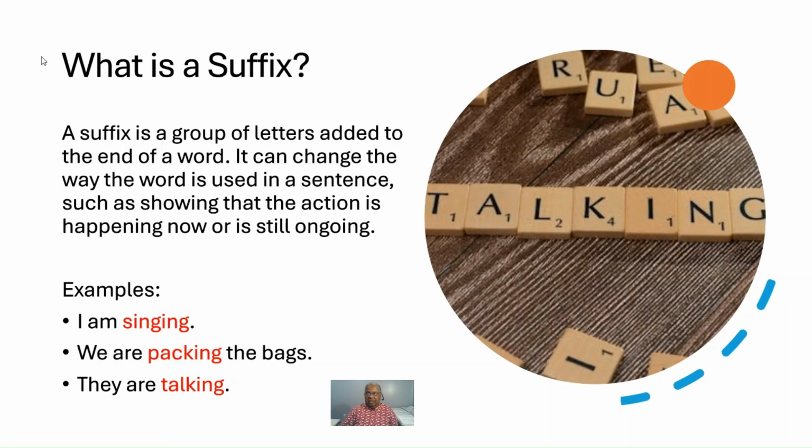What is a suffix? A suffix is a group of letters added to the end of a word. It can change the way the word is used in a sentence, such as showing that the action is happening now or is still ongoing. Examples: I am singing. We are packing the bags. They are talking.